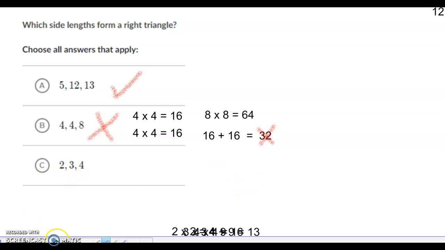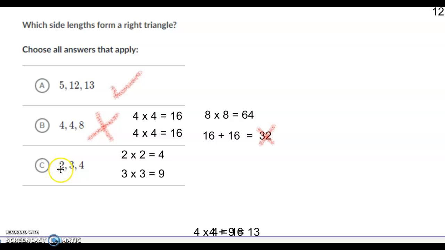We'll try this next one. So look at here. These are the three side lengths. And that first one, how do you find your area again? I'm just going to take 2 times 2. 2 times 2 is 4. That's how I find the area of that square. The next side length is 3. And so I'm going to do 3 times 3.